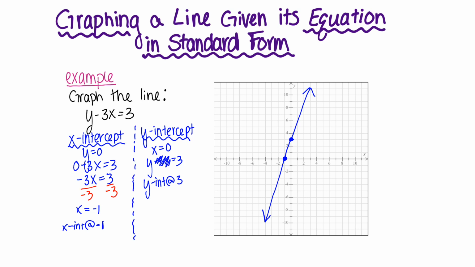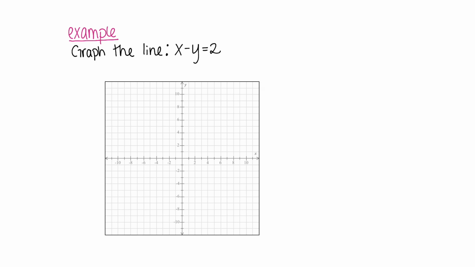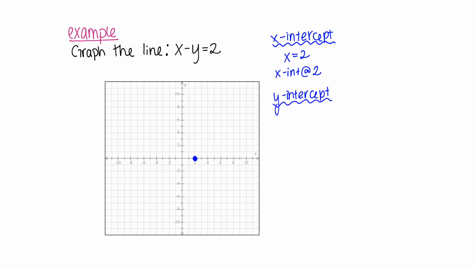So let's try it with another one. So we have x minus y equals 2. Let's do the x and y-intercepts again. For the x-intercept, I'm ignoring the y part, so I just get x equals 2. So on the x-axis, I come over here to 2 and I plot a point. For the y-intercept, ignoring the x, I have negative y equals 2.